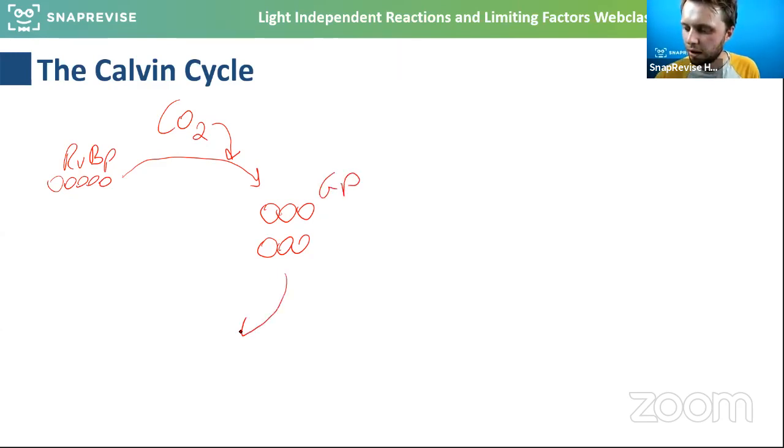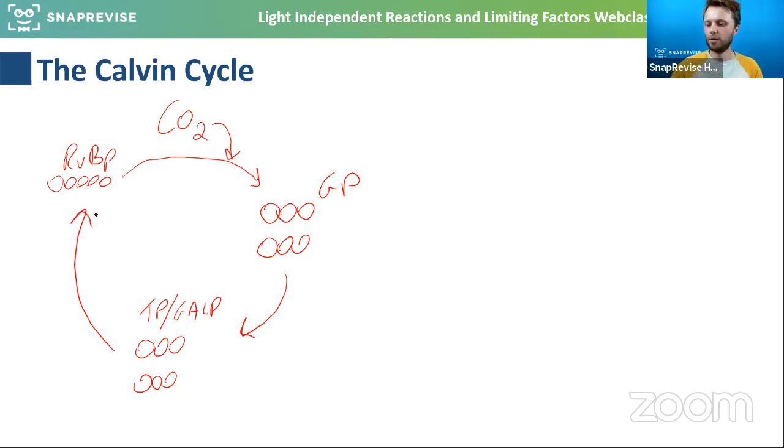And then that GP turns into 2 molecules of 3 carbons long TP / GALP. And then that turns back into RuBP. Okay. So let's go through it in terms of the sections. Number 1, I'm going to write there. Number 2, I'm going to write here. Number 3, I'm going to write here. So number 1, what was the thing that happened during number 1?